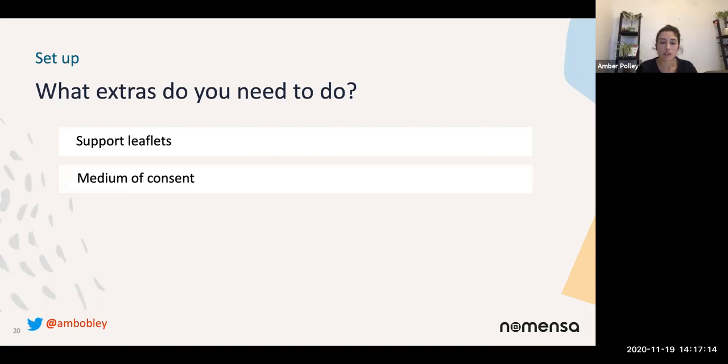Maybe the medium of consent needs to change. Can you record the consent and do a verbal consent, read it out and get them to verbally consent to what you need to? Is it going to be written? Is it going to be online? You really need to think about what's appropriate for these people and what situation they're in.